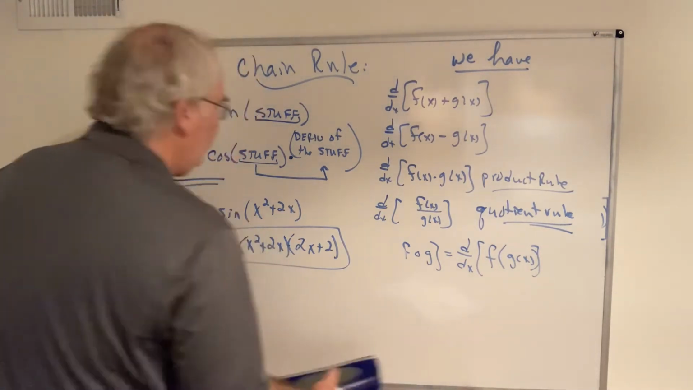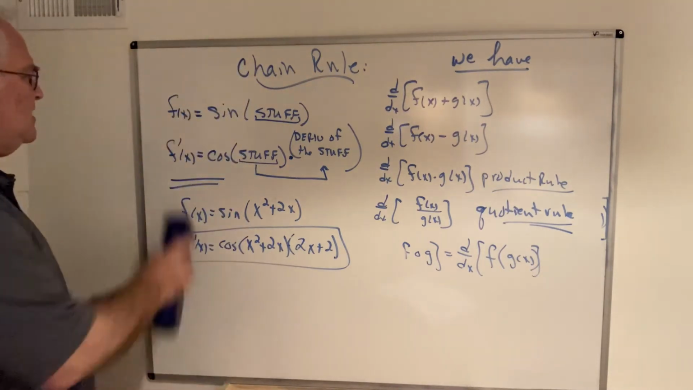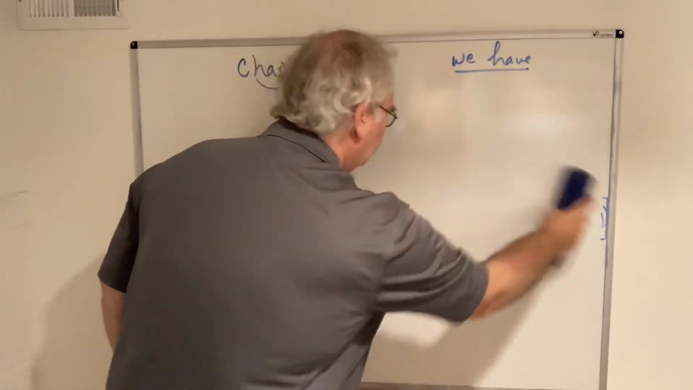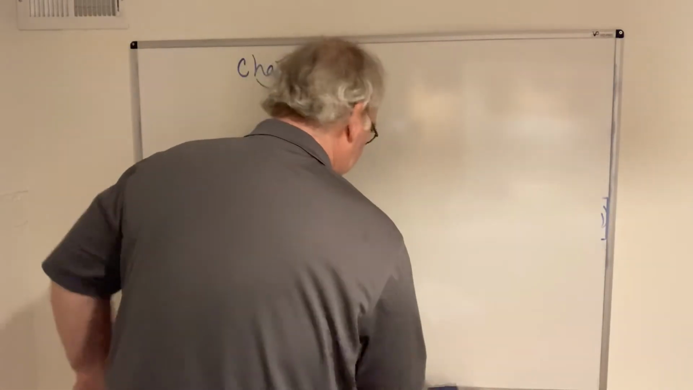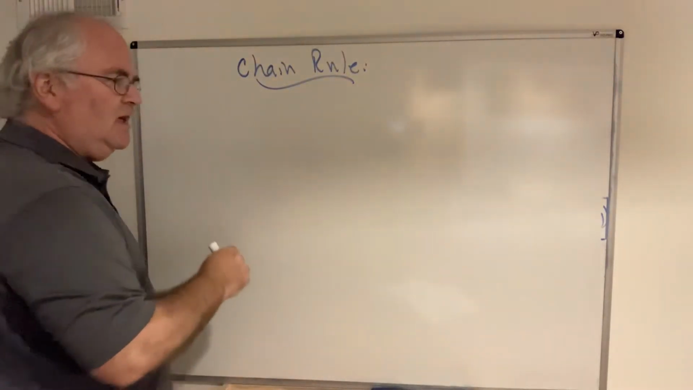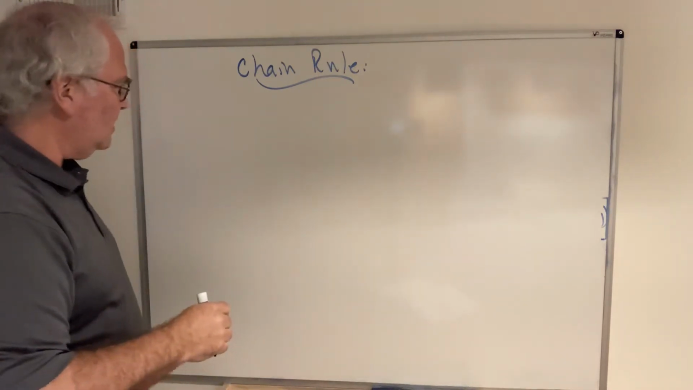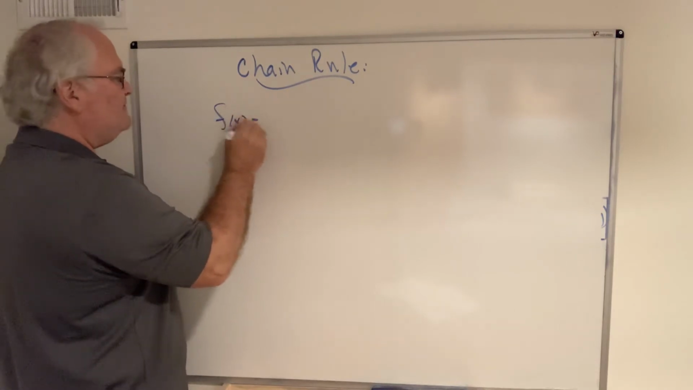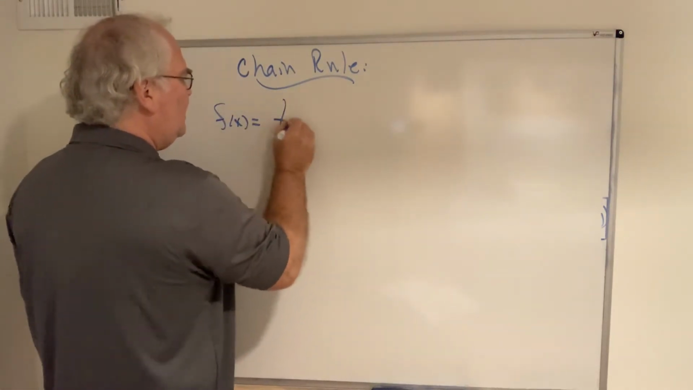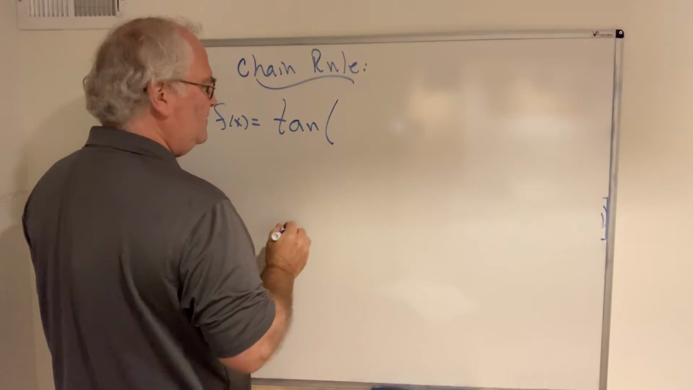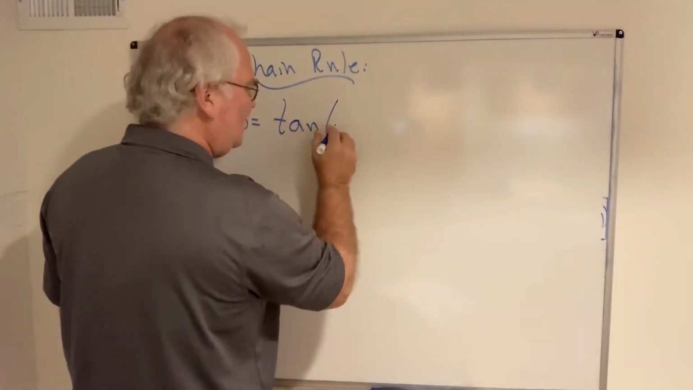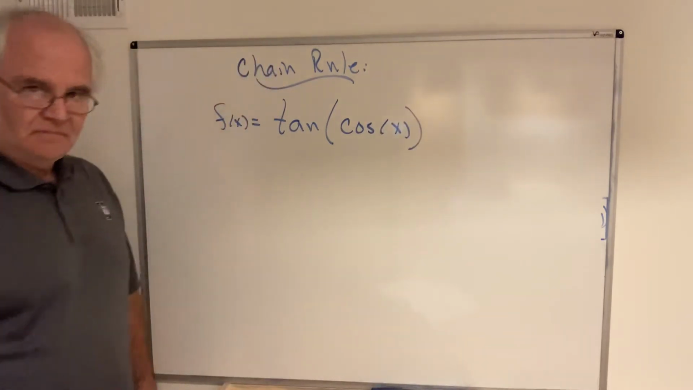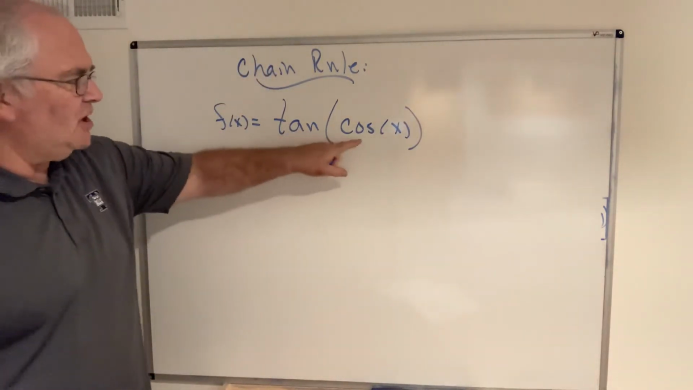So what's left here is to practice this several times. All right? So let's continue to play with the trigonometric functions a little bit. Let's see if we can do something like this. Well, suppose I take f of x is tangent of cosine. So this is a function of a function.